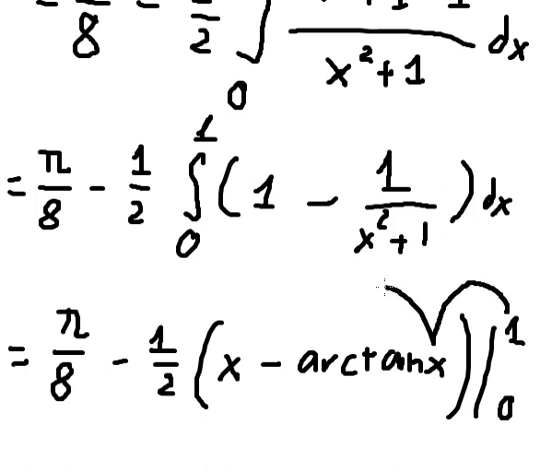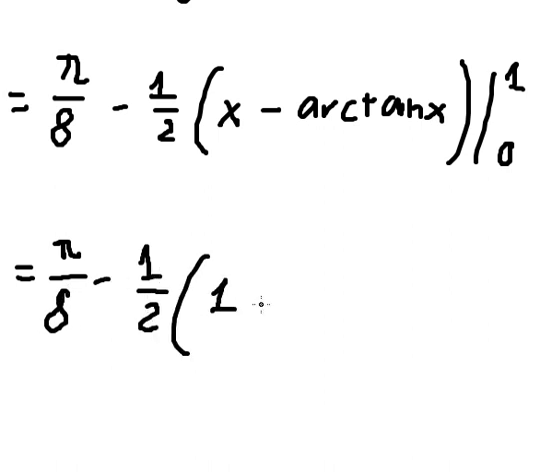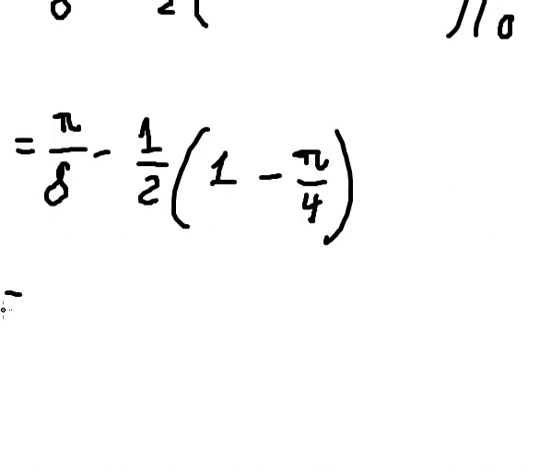So for 1, I will put it here. For 0, I will put it here. And we have 1 minus pi over 4. So we simplify and we have pi over 4 minus 1 over 2.